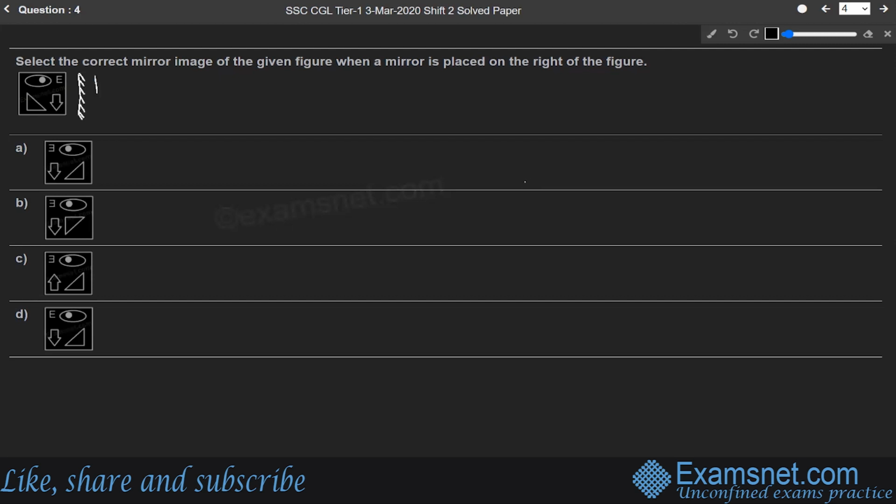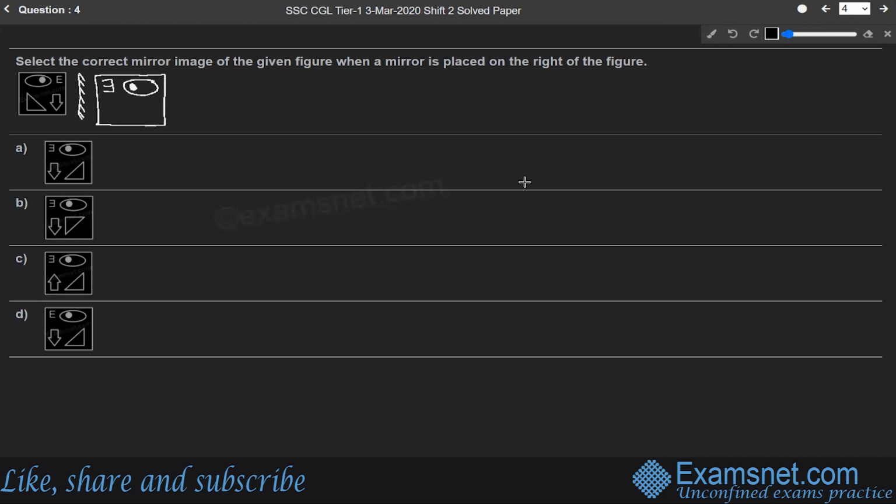Now, you have to imagine that when each and every object in this picture is placed in front of mirror, how will it look? So firstly, let us look for E. When E is placed in front of mirror, it will be reversed. So it will look like this. Okay. Then behind E, there is an oval. So oval will look same, but inside the oval, there is a circle which is painted. So the direction of circle will be changed. Okay. So circle will come here. So it will look like this.